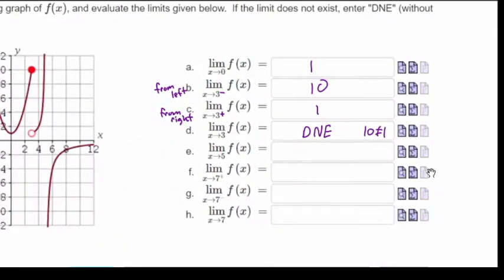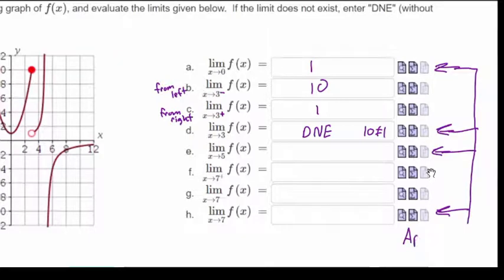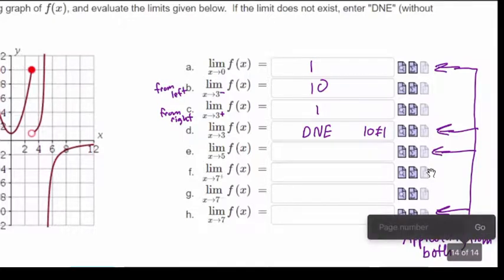All right, now let's try approaching 5. And it doesn't say from the left or from the right, it's from both sides, so let's actually indicate those really quick. So these limits here are the ones where we're approaching from both sides.